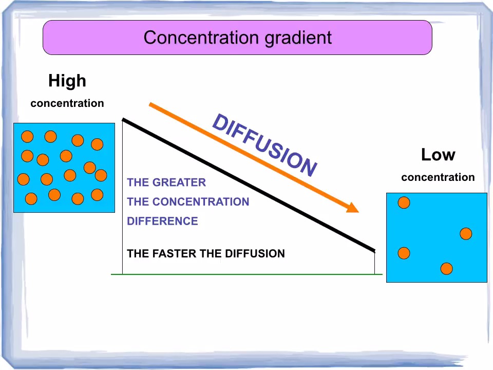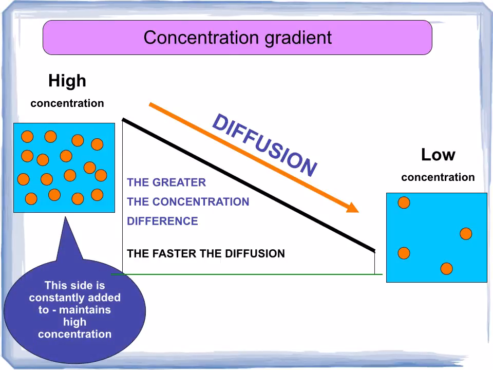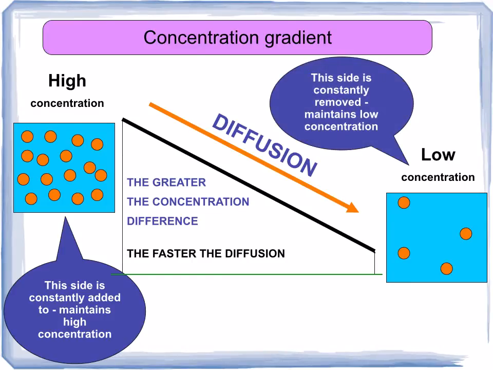So we want to maintain a steep concentration gradient. How do we do this? Well, we constantly add particles to the left and remove particles from the right. So maintaining the steep concentration gradient ensures that the rate of diffusion will be high.